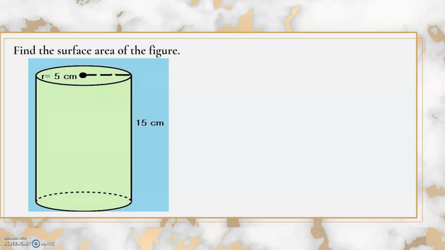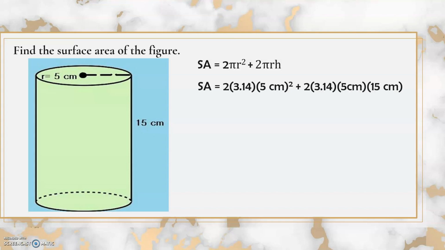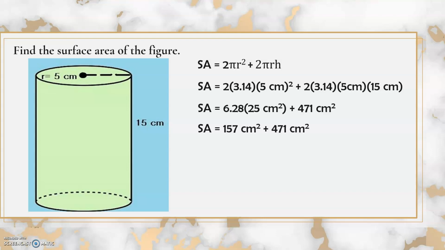Now let's have some examples. Find the surface area of the figure here. Following our formula 2 pi r squared plus 2 pi r h, let us substitute the given information. We'll have 2 times 3.14 times 5 centimeters squared plus 2 times 3.14 times 5 centimeters times 15 centimeters. Performing the given operations, the surface area of this cylinder is equal to 628 square centimeters.